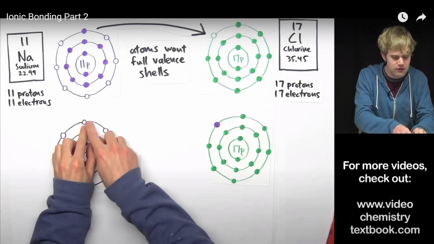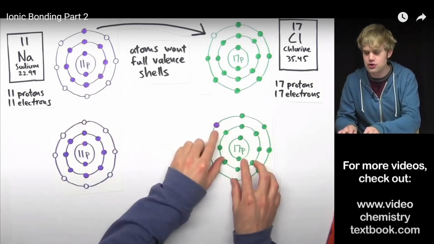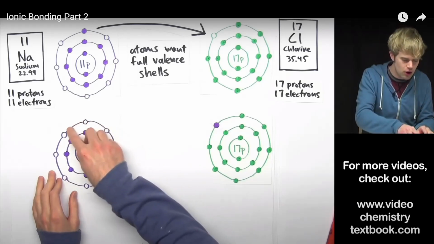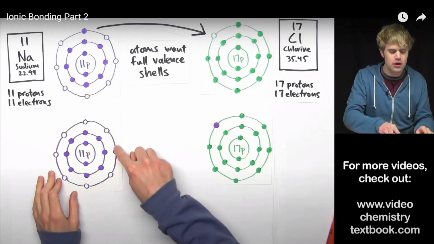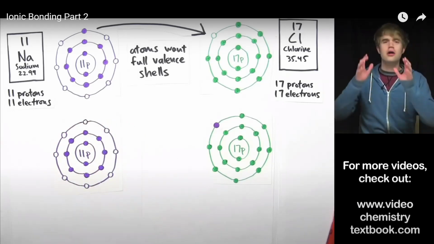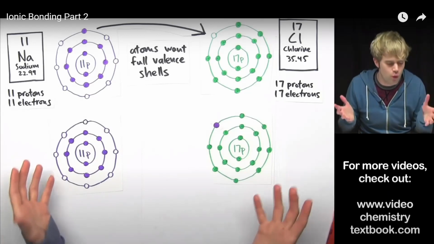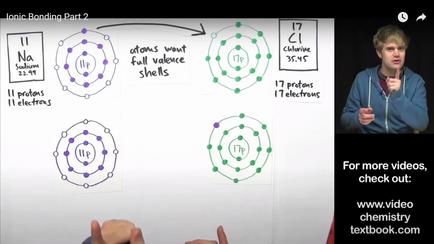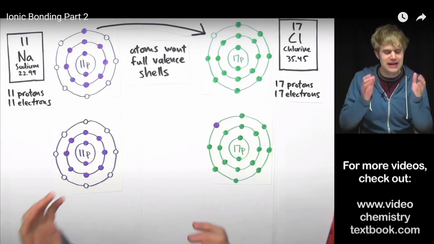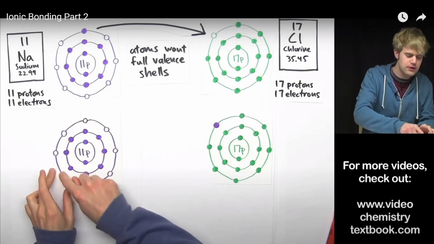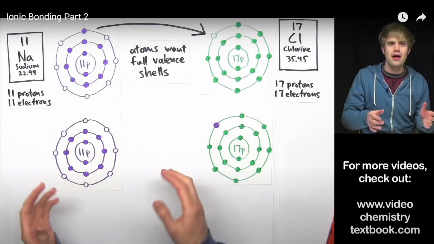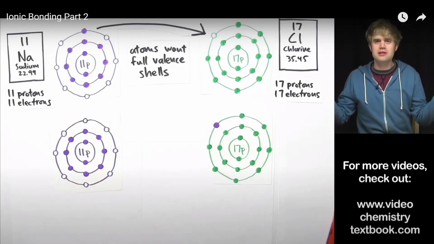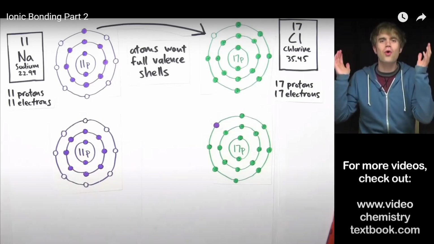Because when it gave this one electron to chlorine, it totally emptied out this valence shell. Now you might think, okay, that made it even worse because now it has 8 empty spots it has to fill. But here's the thing. If you can get rid of all of the electrons in your valence shell, it's like that valence shell just disappears. Sodium doesn't even have to worry about it anymore.